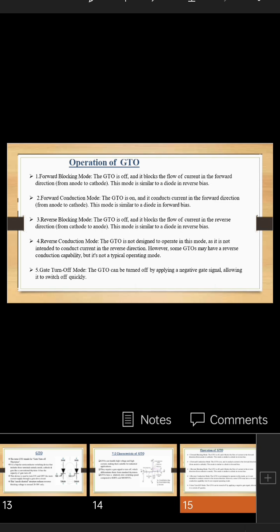Gate turn off mode: the GTO can be turned off by applying a negative gate signal, allowing it to switch off quickly.